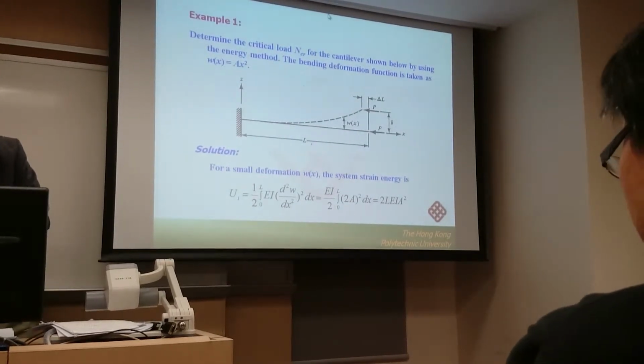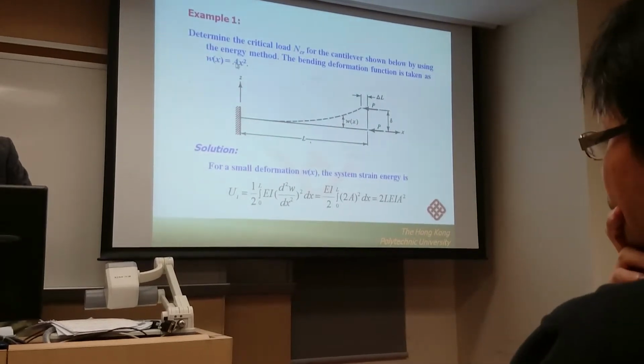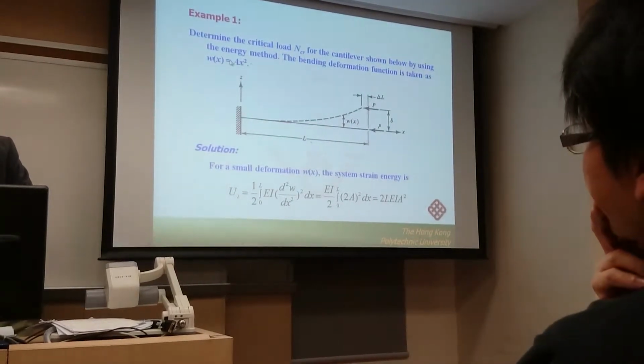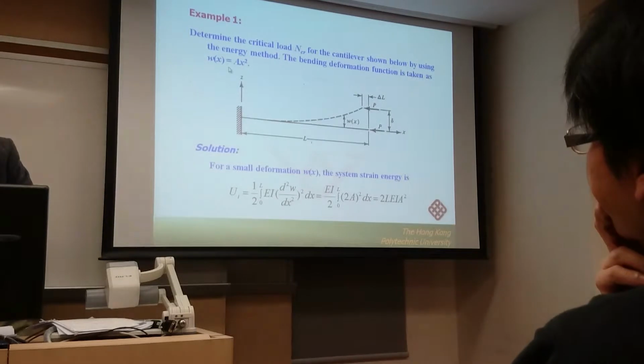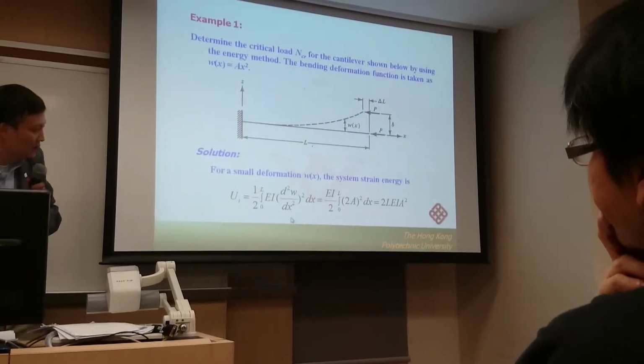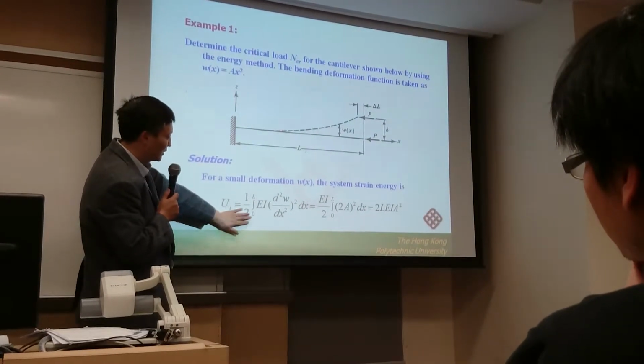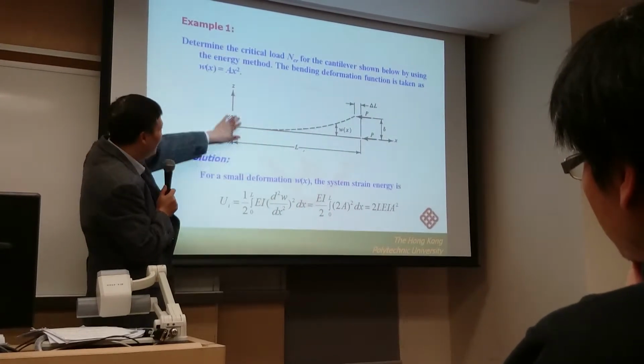So A is an uncertain value. Actually, A is an uncertain value. It's not a determined value. Okay, so A can be any value actually. Okay, so we assume this value and then we use a standard formula. This is the standard formula to calculate the strain energy.